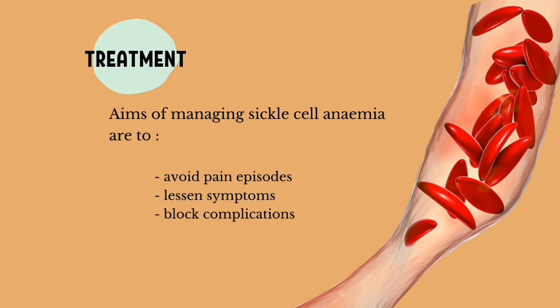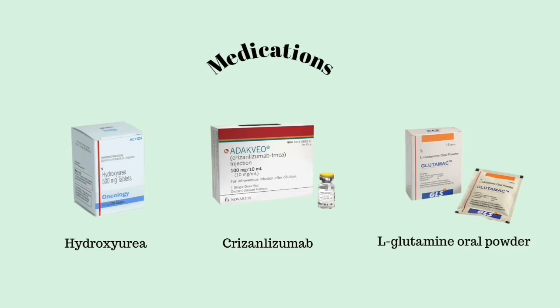Next, for the treatment, the aims of managing sickle cell anemia are to avoid pain episodes, lessen symptoms, and block complications. In this case, it can be treated by consuming medications such as hydroxyurea, crizanlizumab, and L-glutamine oral powder. In this video, we are going to focus on hydroxyurea and crizanlizumab only.